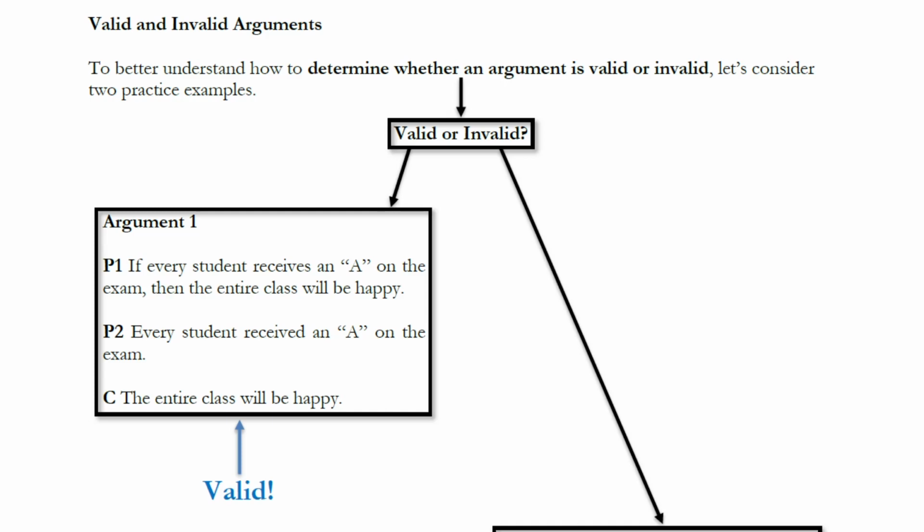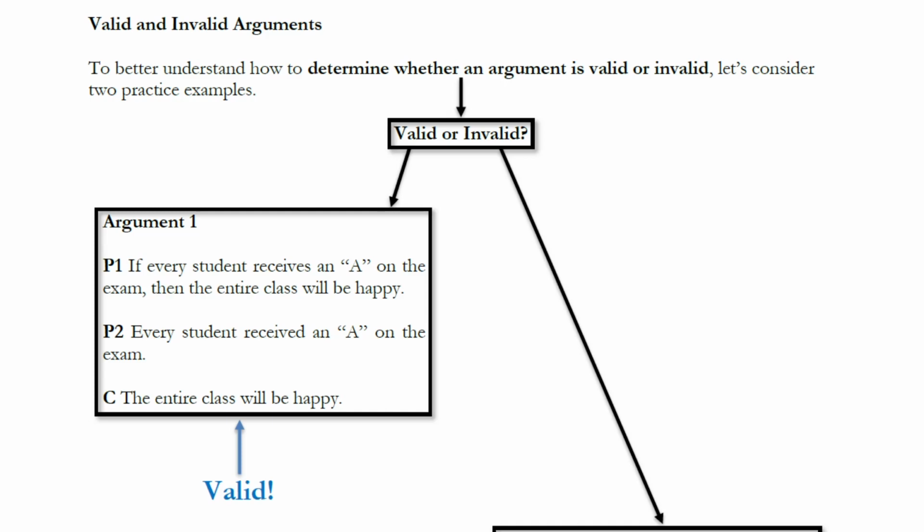Now, it is critically important that when determining whether an argument is valid, you do not attempt to evaluate whether the premises are true. Don't ask yourself whether getting an A is really all it takes to make a class happy. Don't start wondering whether it is reasonable to think that every student in the class received an A on the exam. These are questions we ask when considering the evidential question. These are questions we ask when we're thinking about whether the argument is sound. But right now, we're just asking whether the argument is valid.